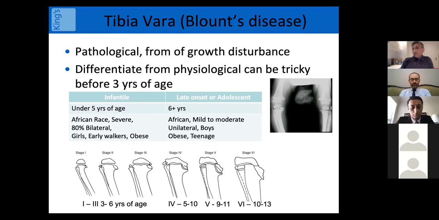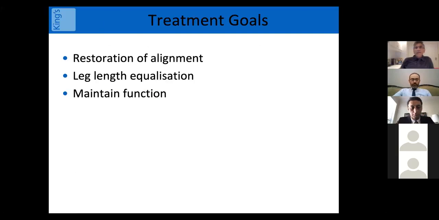The Langenskiöld classification is well known, and it is time bound. As you progress towards the older age group, you see more advanced disease, and types 1 to 3 are much more reversible, but as you go beyond that, the changes are not reversible. The treatment goal of any angular deformity is restoration of alignment, leg length equalization, and maintaining function. And that applies to every angular deformity.